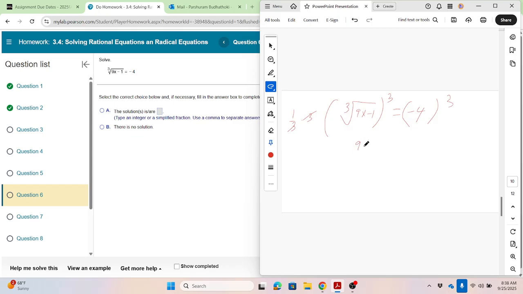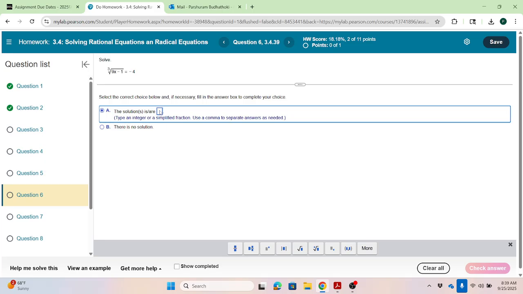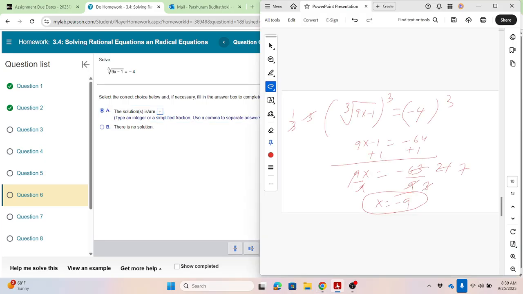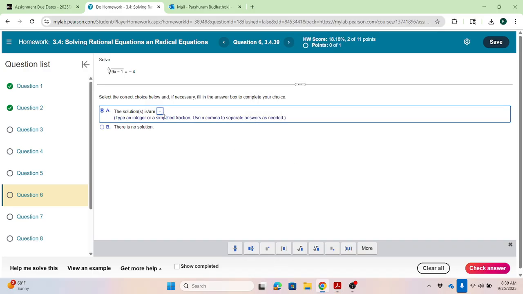So that will give you 9x minus 1, and here it's negative 4 times negative 4 times negative 4, which is negative 64. So add 1 to both sides, that gives you 9x equal to negative 63, and then divide both sides by 9. So 9 times 7 is 63. So the answer for this problem is negative 9. Sorry, negative 7. It's not negative 9, negative 7. This is the answer. Negative 7.